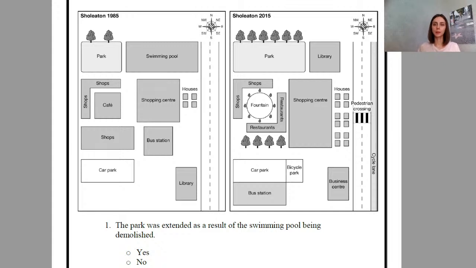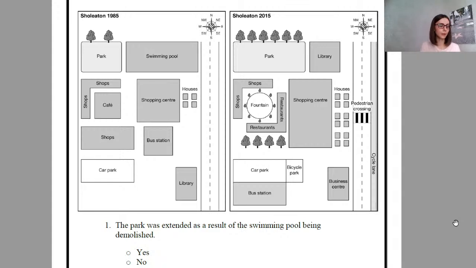So this is an example of what you could see during the exam. There will be two different maps with the same place, and there will be different years and some changes will happen to the same place over the period of time. And what you have to do is describe the changes that happened to the place.